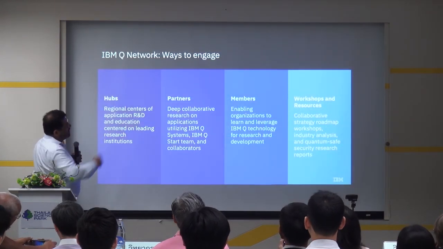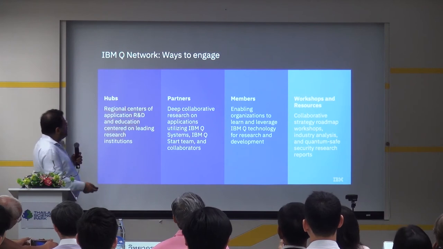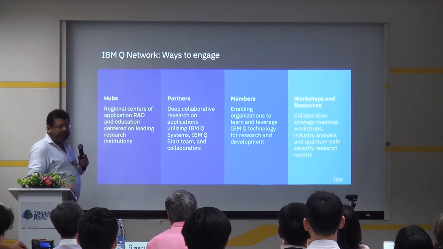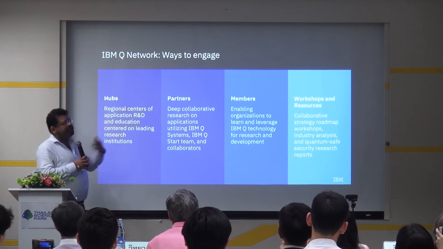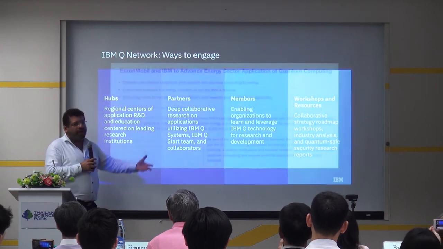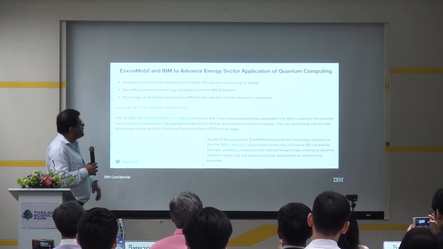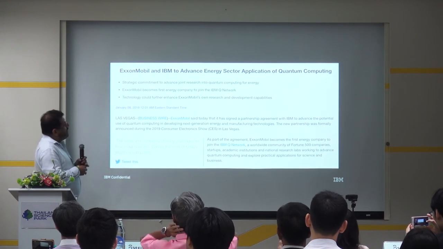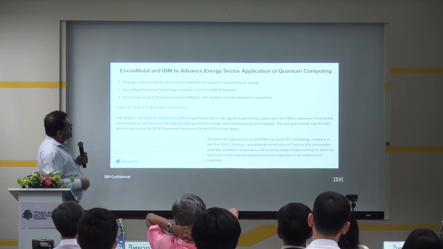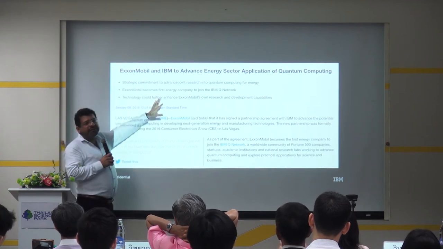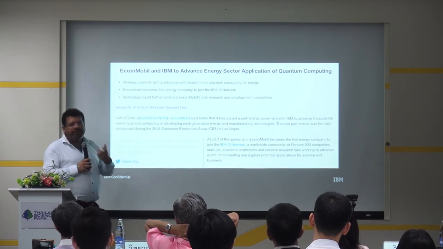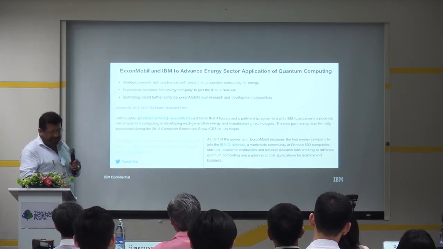And this is just a little bit more detail as to how you can engage. Hubs generally are regional centers. They do a lot of R&D and education, so most of them are universities. They're more of the centralized hub, so they can go on with access grants, look for different projects, et cetera. ExxonMobil, they just recently, here in January, signed on. They are the first energy company to join the IBM Q Network. And they would generally want to go in and look at different ways of either manufacturing or energy sciences.